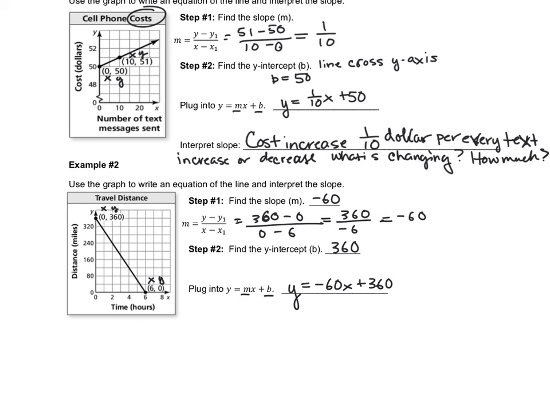Now we are going to interpret what the slope means. So is this graph increasing or decreasing? So the travel distance decreases because the slope is decreasing, it's negative. 60 miles per hour.